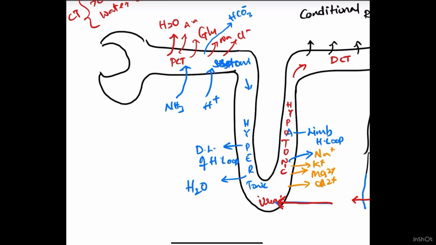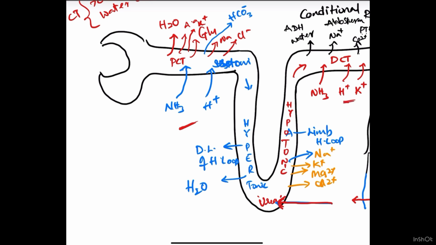With the help of ADH, water reabsorption takes place. With the help of aldosterone, Na plus ions are reabsorbed. With the help of PTH, parathyroid hormone, calcium ion reabsorption takes place. As well as at this area, secretion also takes place: ammonia, H plus ions and potassium ions. Potassium ion reabsorption can be seen in the PCT, and secretion cannot be seen in the PCT, whereas here secretion can also be seen.